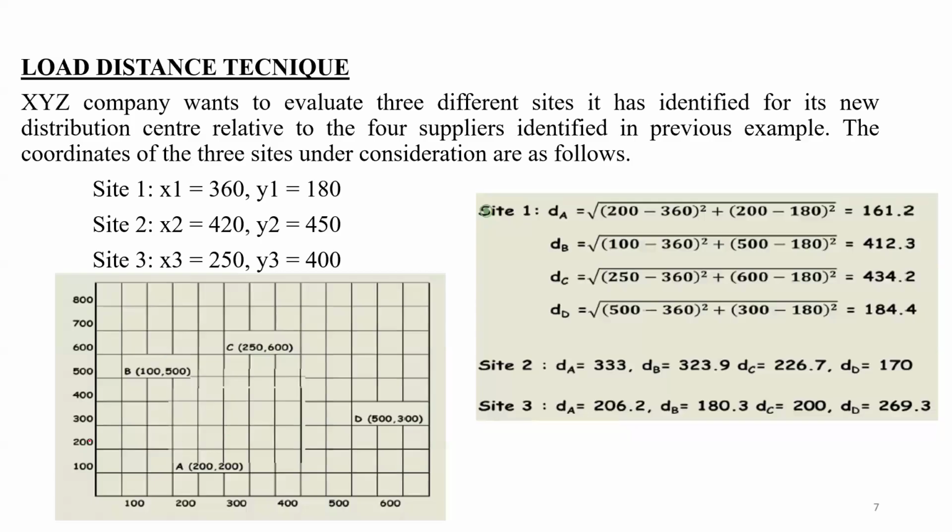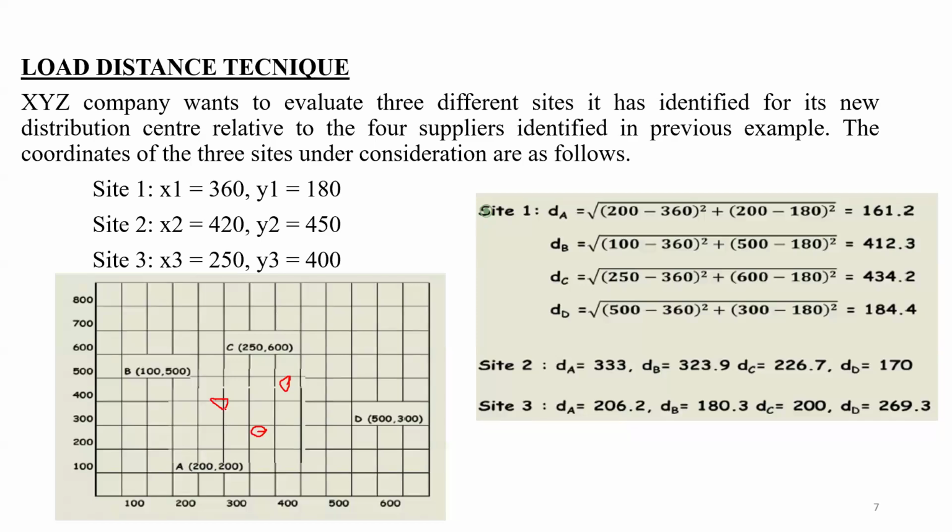So maybe when it comes to 360, 180, I'll be having it here on the first site. So 420, 450, I'll be having somewhere around here, and 250, 400 over here. So on these three destinations, I have got the three destinations right here.